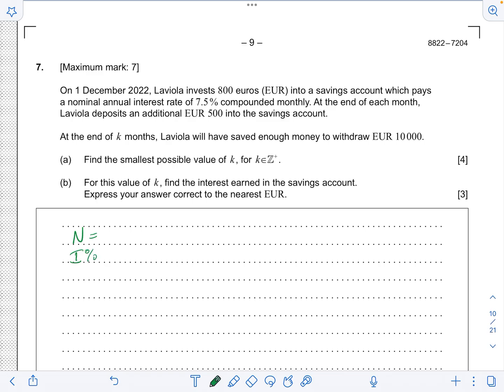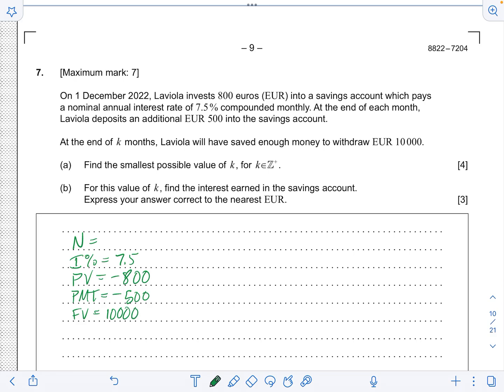For I percent, we are told we have a 7.5% interest. The present value, think of this as money leaving Laviola's hands. Because she invests 800 euros, then 800 euros leave her hands, so it's a minus for the present value. For the payment, 500 a month leaves her hands, so negative 500. For the future value, she wants her account to get to 10,000. In other words, she wants to withdraw, or get, a positive 10,000 back. That's positive because that money will come back to her, not leave her.